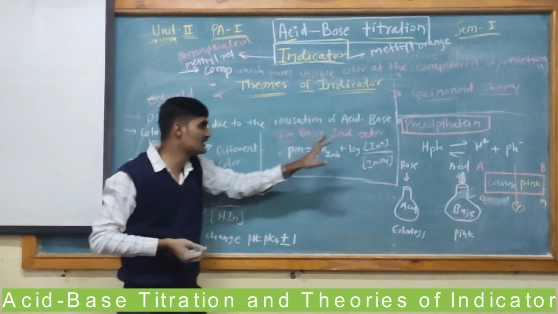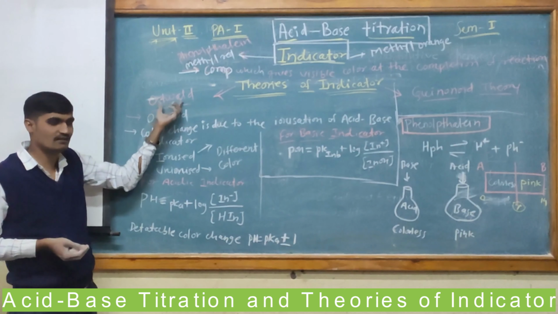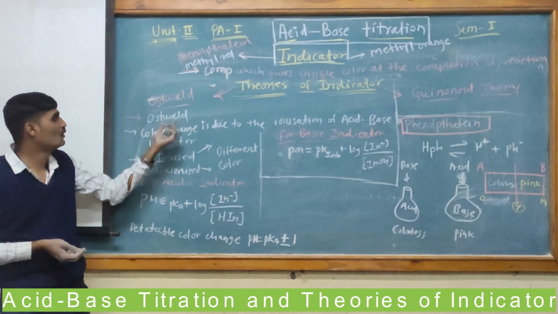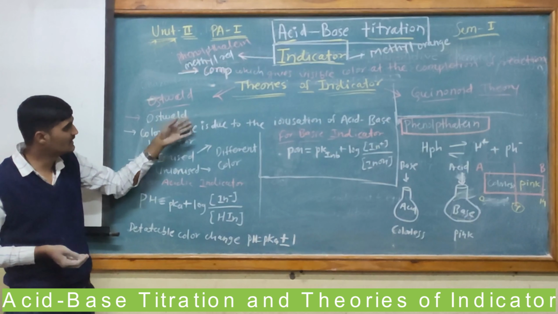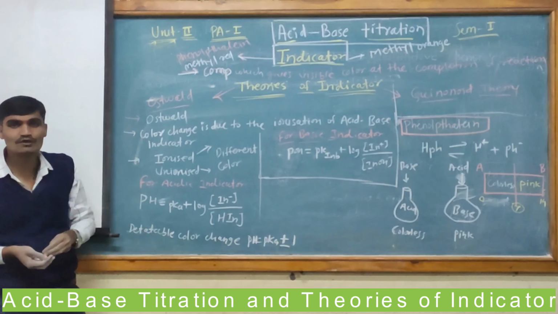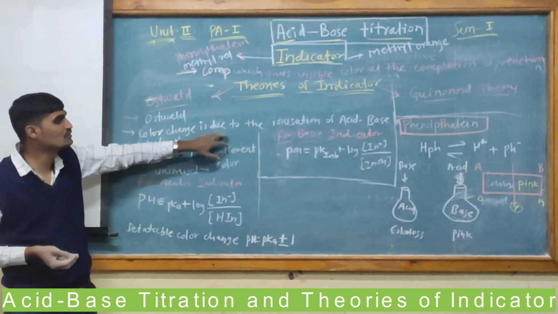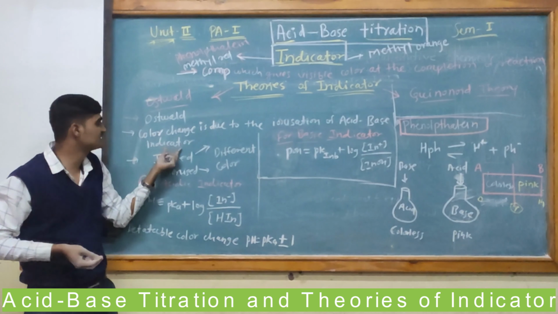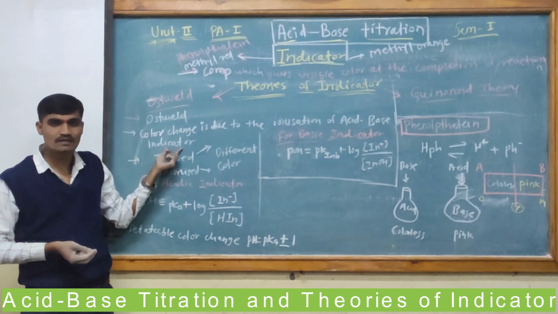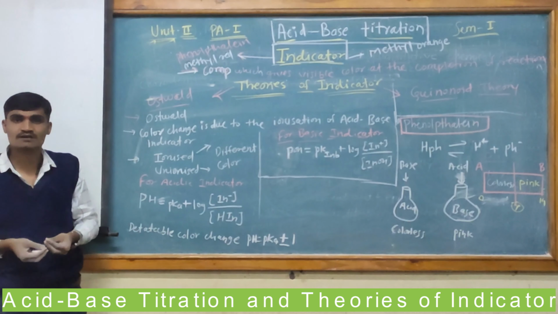First we will see the Ostwald theory. It was described by the scientist Ostwald, so based on his name it is called the Ostwald theory. According to this theory, the color change of an indicator is due to the ionization of an acid-base indicator. So it is due to the ionization. In the ionized compound, what happens?